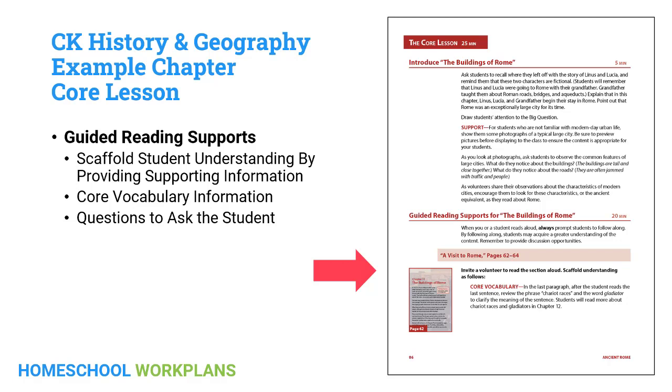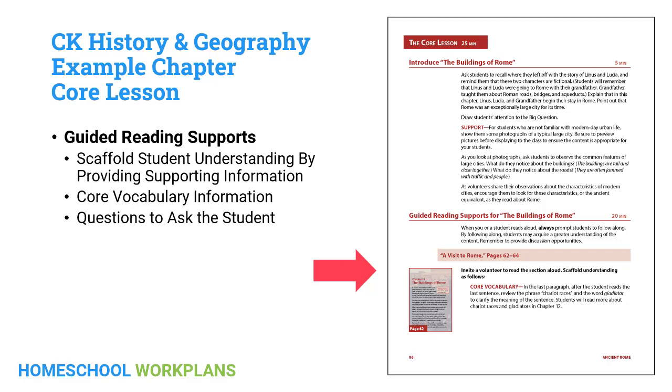And then on the lower half of the page, we begin the guided reading support for this chapter of the student reader. So this is Chapter 11, The Buildings of Rome. Now you'll see right off the bat that the chapter is divided into sections of pages right there in the pink box. So this first section says A Visit to Rome, pages 62 to 64. And below that is notes on any core vocabulary located in that portion with instructions to scaffold understanding.